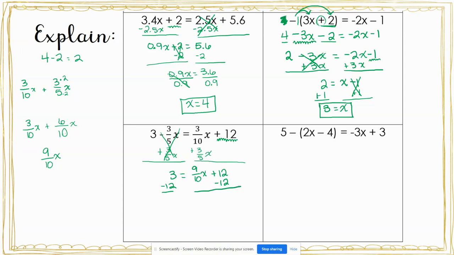Well, 3 minus 12, and again, be careful because that's not the same as 12 minus 3. 3 minus 12 is going to give me negative 9. On this side, 12 minus 12 is 0, so those cancel each other out to leave me with 9/10 x. Well, remember that 9/10 x means 9/10 times x. So to get rid of this, I would need to use the inverse, which is dividing by 9/10, and I'm going to do that on both sides of the equation.